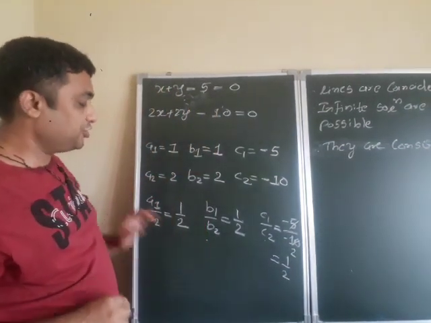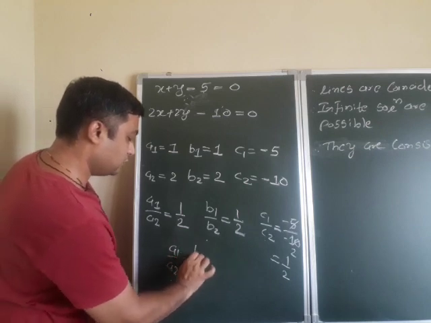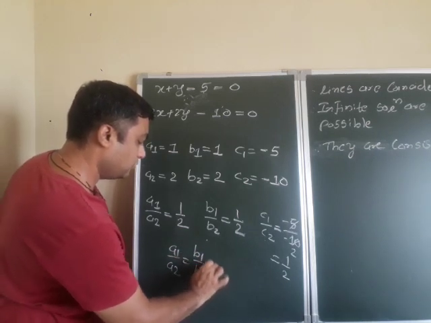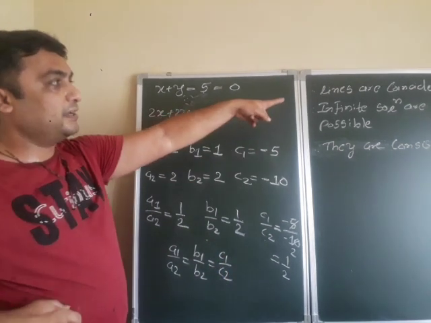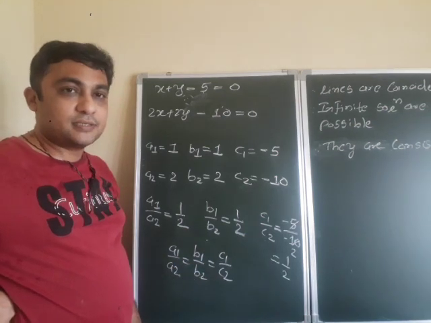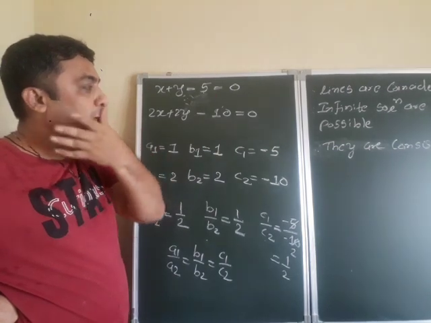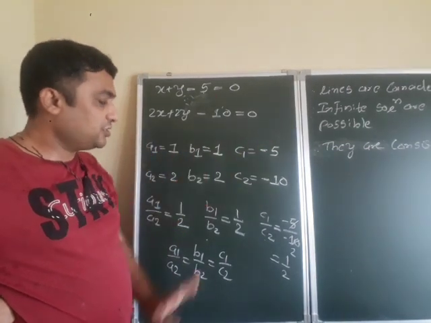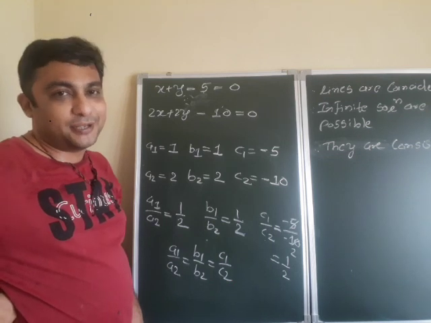So same situation, a1 upon a2 is equal to b1 upon b2 is equal to c1 upon c2. So same thing you can write. Lines are coincident because all the three ratios are the same. So lines are coincident, so infinite solutions are possible, right? So lines are consistent. So we have to solve these lines graphically.